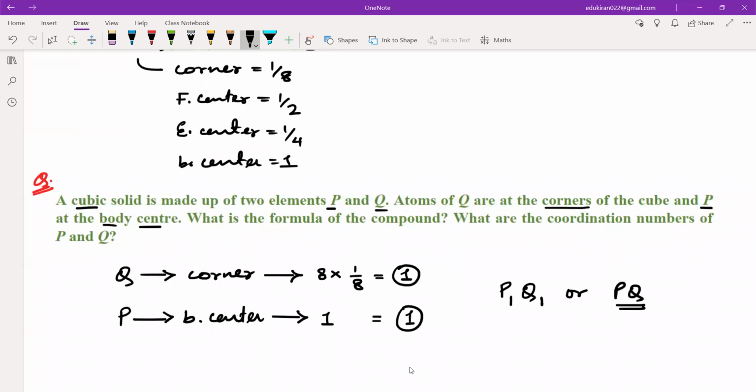So first of all, in this type of question where you have been given explicitly the positions of atoms, you will write the position of atoms, whatever given. Then you will write the number of those particular atoms, and after that you will write the contribution. Then whatever number will be there, you will circle it. Then you will write for the next one, same things. Then whatever you have circled, it should be in the subscript P1 Q1. And then you have to simplify it to the whole number ratio.